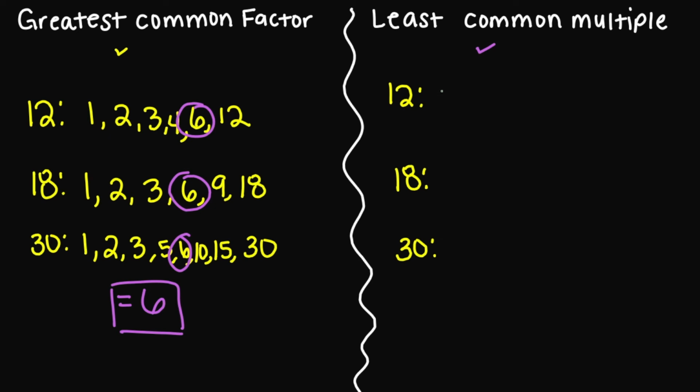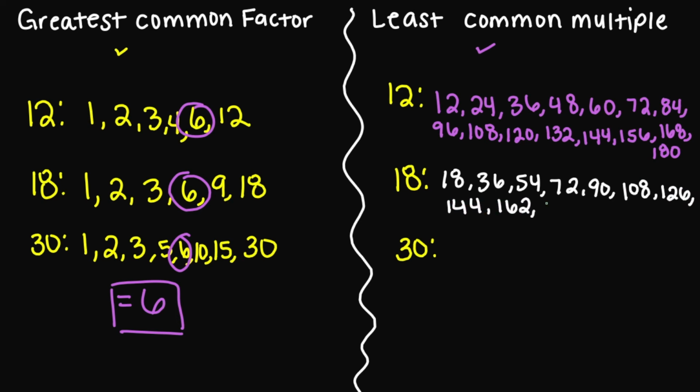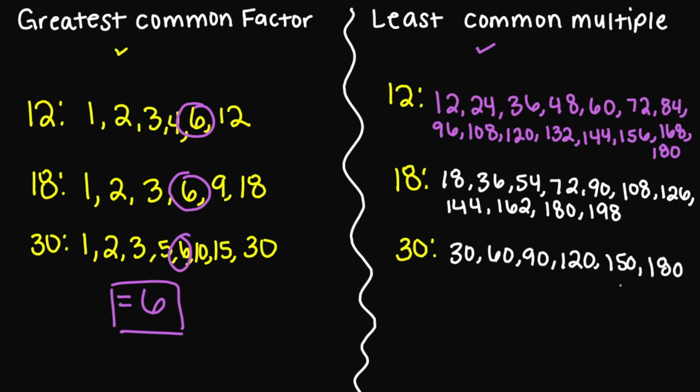So the multiples of 12, we have 12, 24, 36, 48, 60. So these are the multiples of 12. And then for 18, we have 18, 36, 54, 72, 90, 108, 126, 144, 162, 180, and then 198. And we'll stop here for now. And the multiples of 30, we have 30, 60, 90, 120, 150, 180, and then 210.